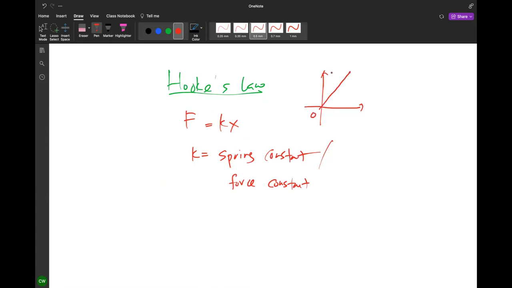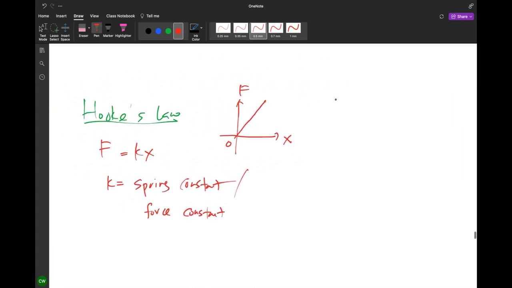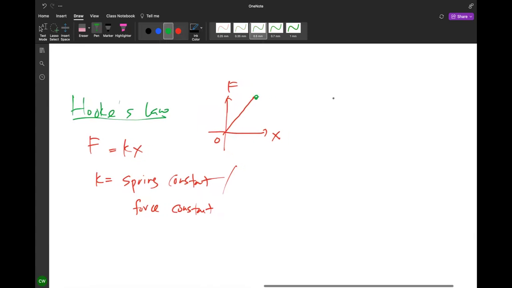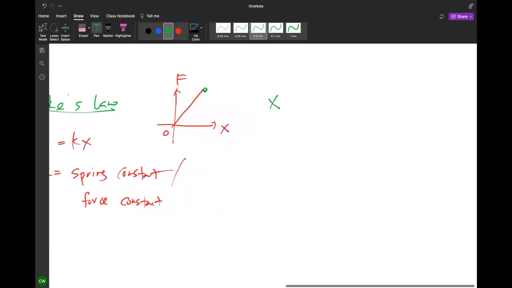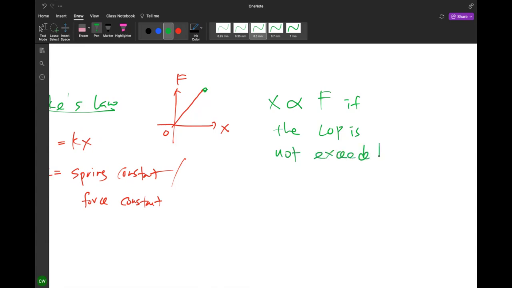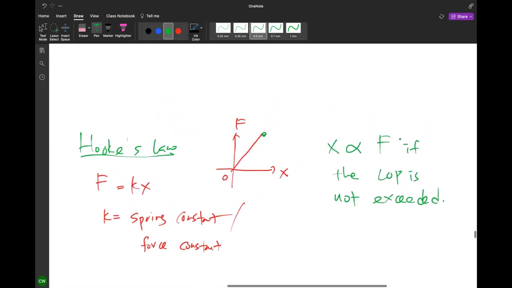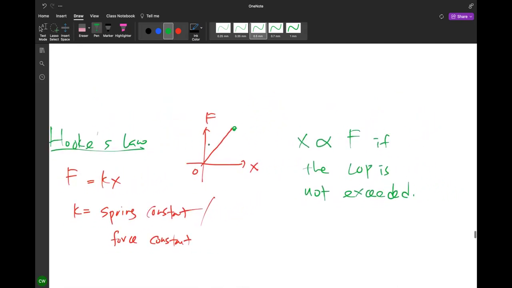A straight line. If they ask you under what situation it is Hooke's law, you have to say it is a straight line. If it's a straight line, you obey Hooke's law. Then you have to make sure that this point is not exceeded. It means you have to talk about extension directly proportional to force, if the LOP is not exceeded. You get the idea? It will be Hooke's law.